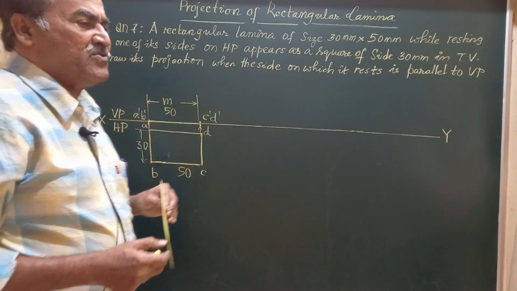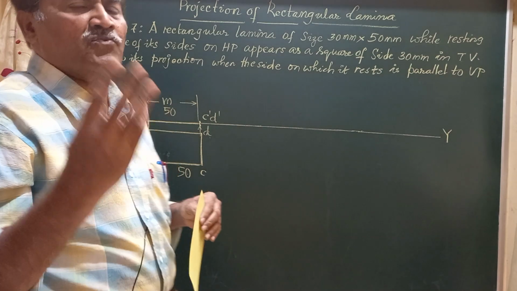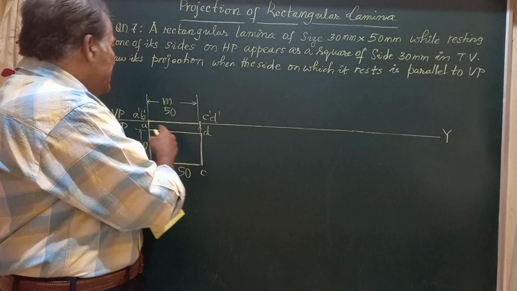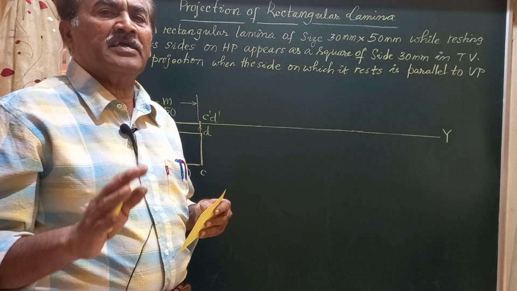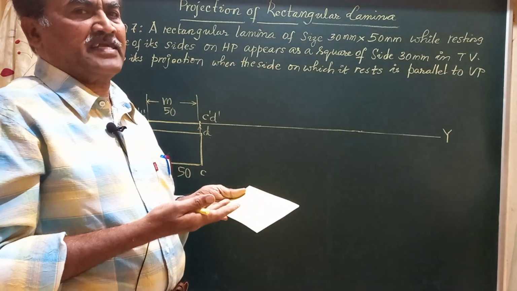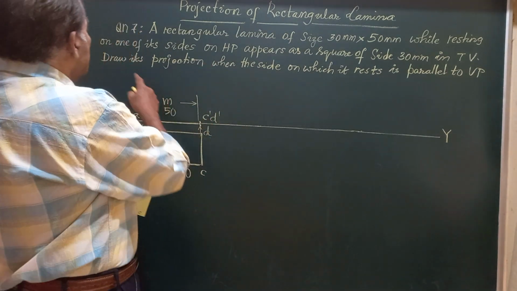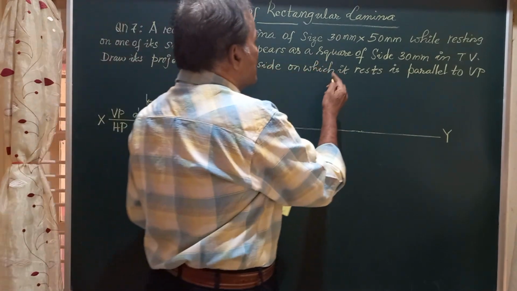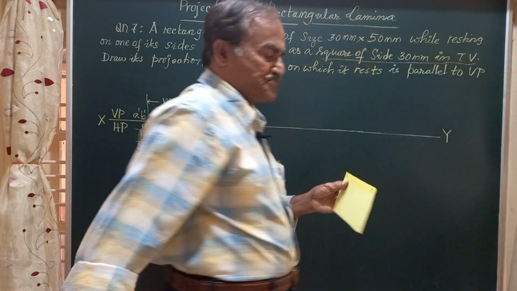Friends, in the front view, you have a line on XY. This line has 4 points in it. That means this line, whatever you have on XY, represents a rectangular surface. You know very well it is a rectangular surface. So, he says in the question, it is resting on one of its sides on HP so that it appears as a square of 30 millimeter side in the top view.